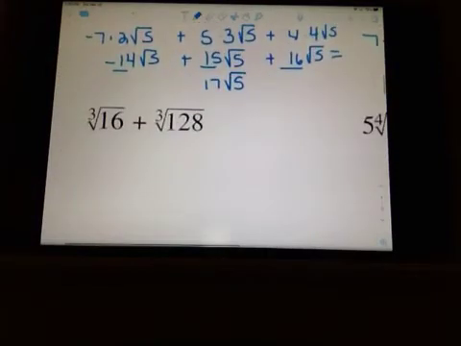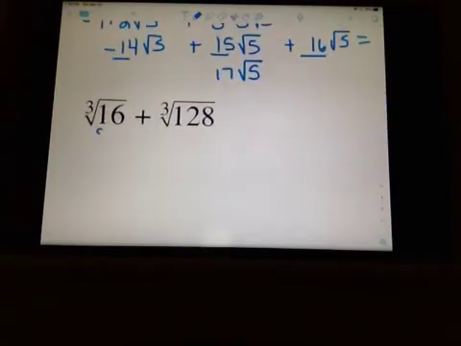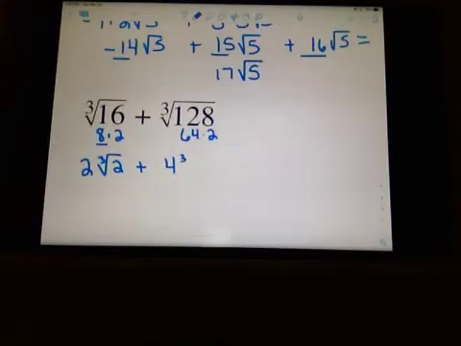All right, cube root 16 plus cube root 128. So 16 is not a perfect cube, but it goes to 8 times 2. 128 is not a perfect cube, but it goes to 64 times 2. So the cube root of 8 is 2, leaving me cube root 2. The cube root of 64 is 4, leaving me cube root 2. So then 2 plus 4, 6, cube root 2.